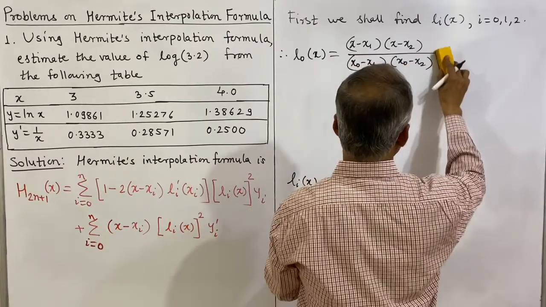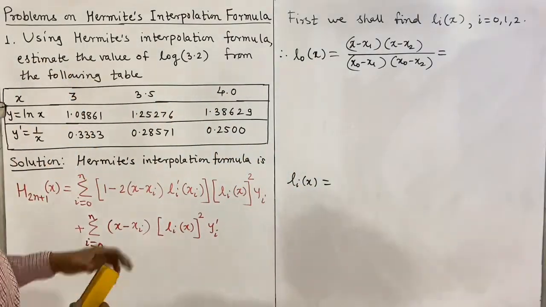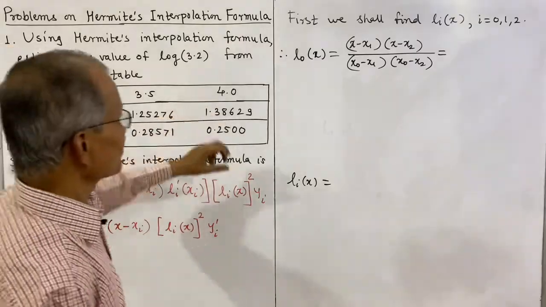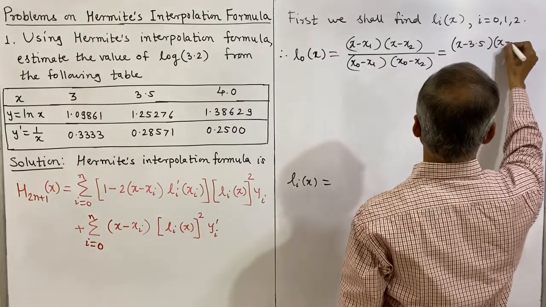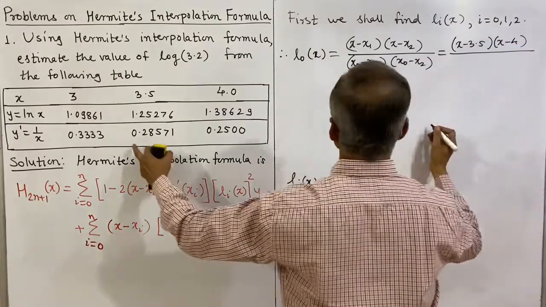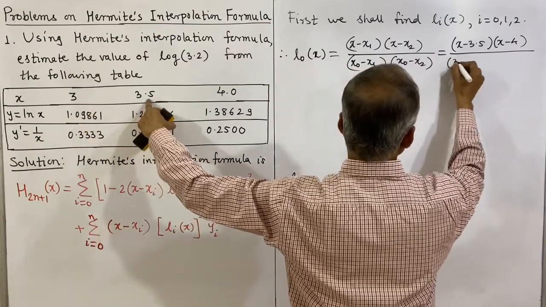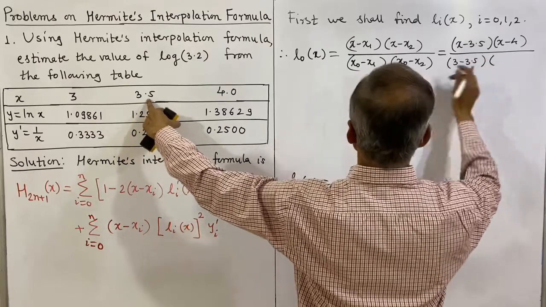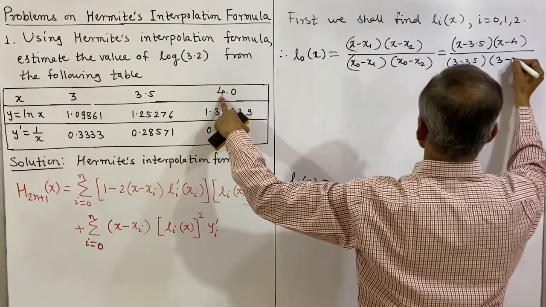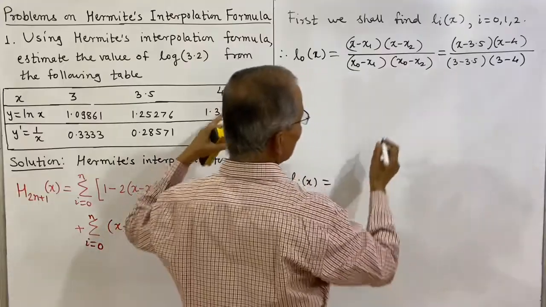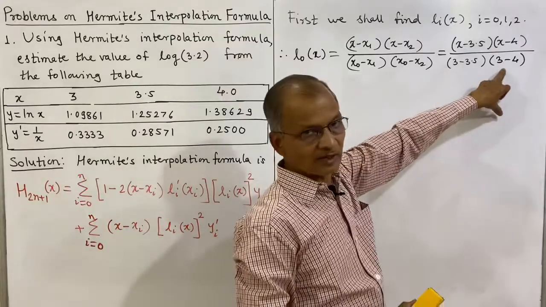So this is the value of L0 of x, and now we will use the values given in the table. This is the value of x1, this is the value of x2. So the numerator will be x minus 3.5 and x minus 4. The denominator is x0 minus x1, that is 3 minus 3.5, and next is x0 minus x2, that is 3 minus 4, x2 is 4, and that can be calculated. You see this is negative 0.5 and this is negative 1.